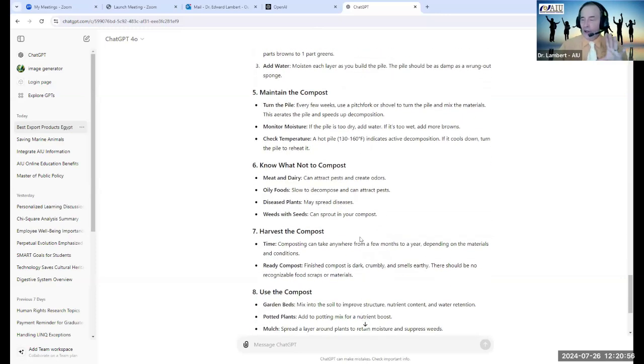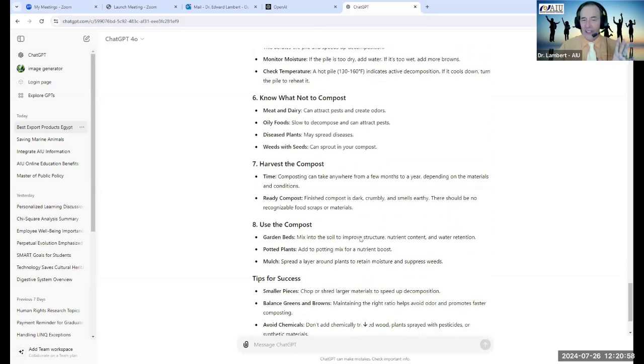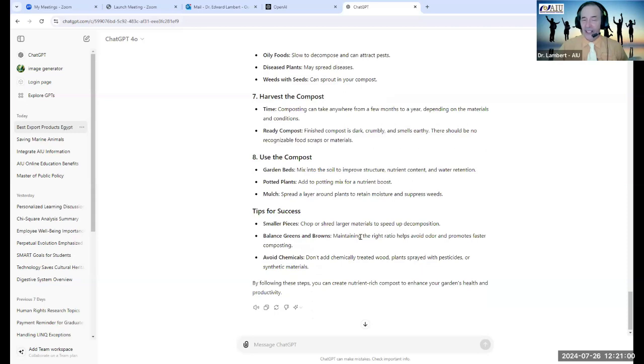Once you learn this little system of creating compost, use the compost tips for success: smaller pieces. You might get a chipper to create smaller pieces, like the bananas. You don't want to just throw in a big banana stalk. You want to put that banana stalk through a chipper, and it'll create little bits of banana pieces.